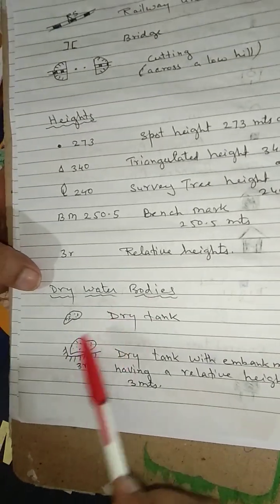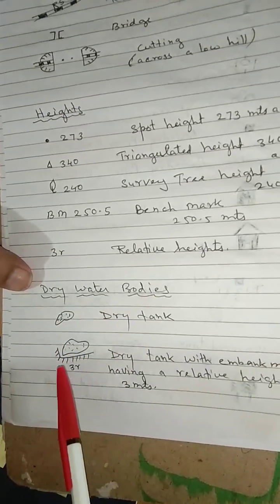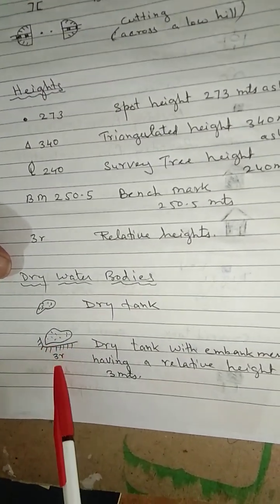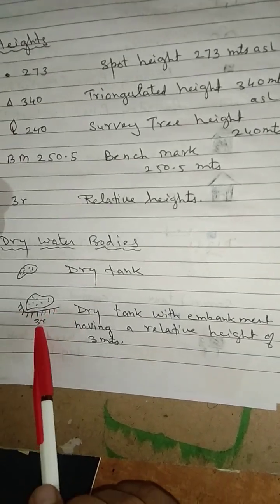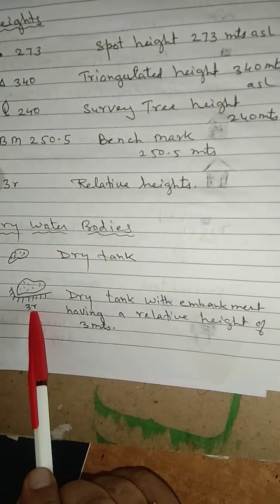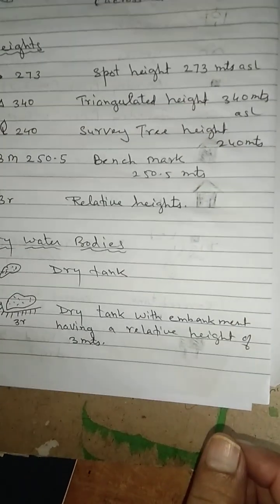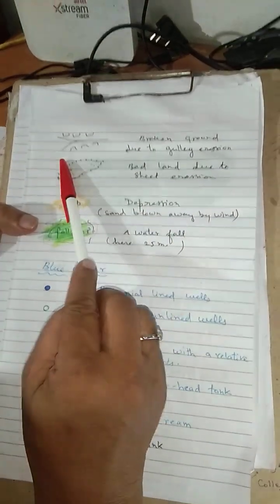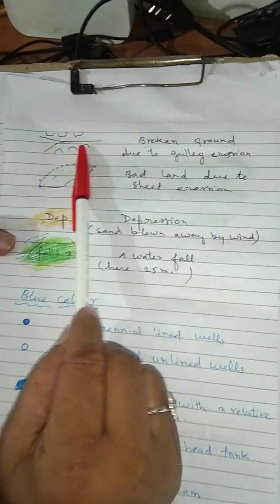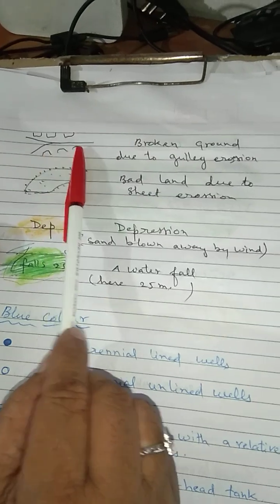Then we have dry water bodies in black. This is a dry tank with man-made embankment, mud work, with a relative height of 3 meters this way. Then this is a broken ground. A broken ground happens due to gully erosion.